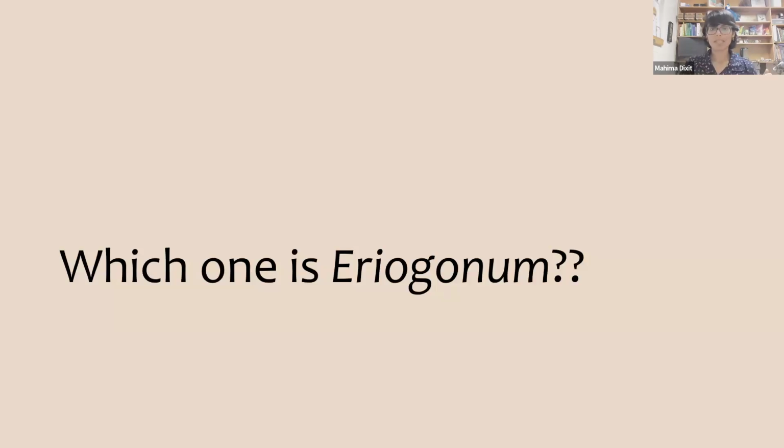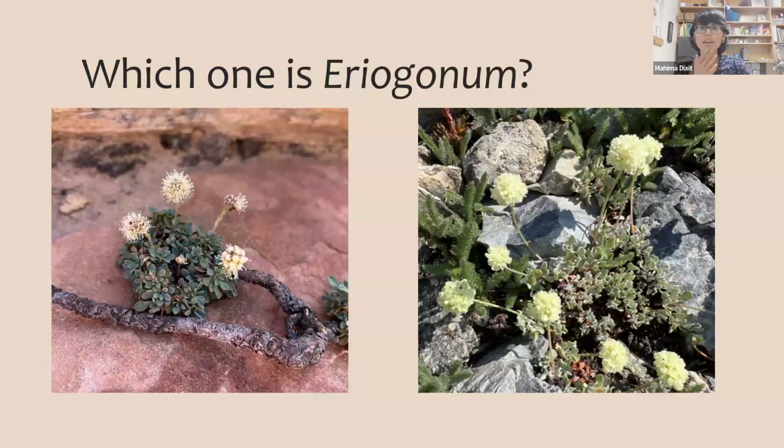So first up, I have this, and I'm trying to figure out how to do this over Zoom. But if you want to unmute, you can say if you think it's the one on the left or the right. We can call the left A and the right B. You can vote in the chat, or maybe do a thumbs up for left and heart for right. It might be a little chaotic, but we'll see how this works. In the meantime, which one do you think is Eriogonum?